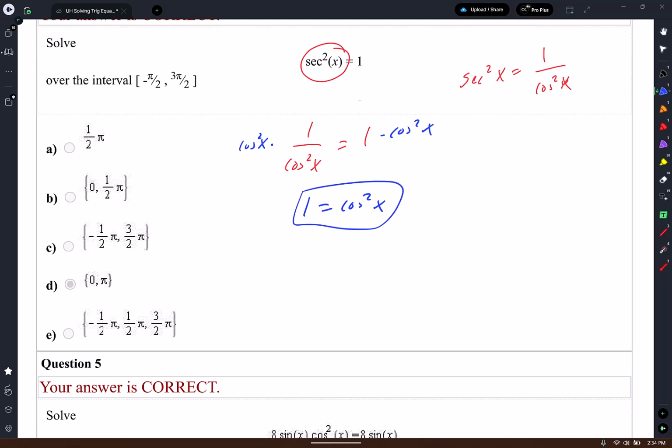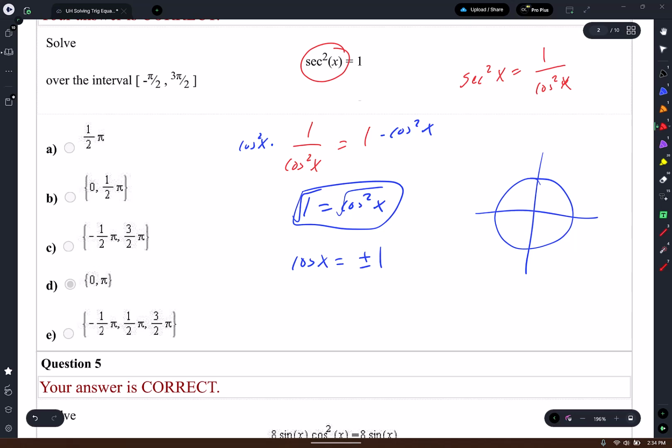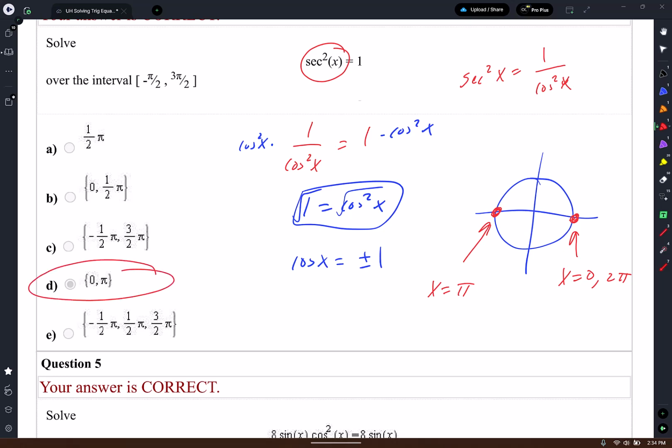Are we still okay? Take a square root on both sides. Square root, square root. Cosine x equals plus minus 1. Where is cosine equal to positive and negative 1? Here. X equals 0 and 2 pi. And here. X equals pi. 2 pi is outside the domain.